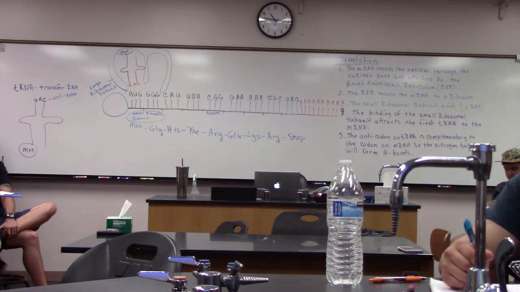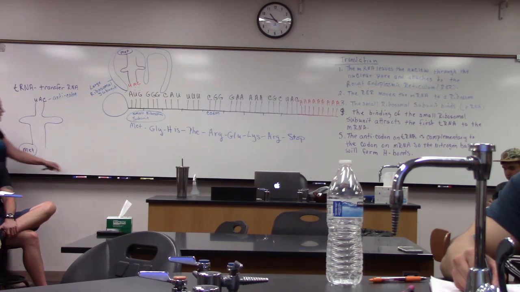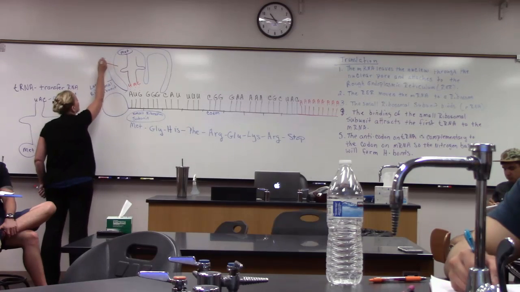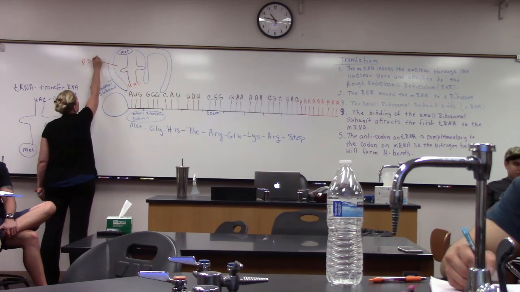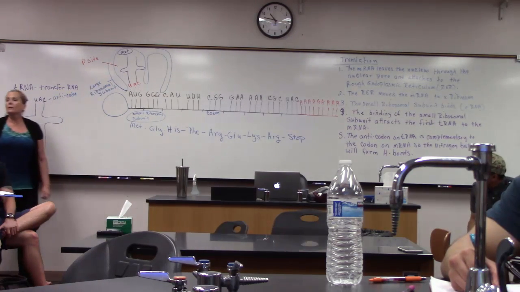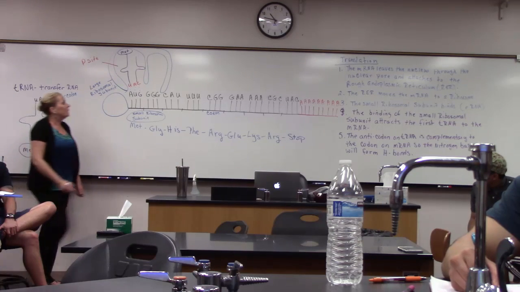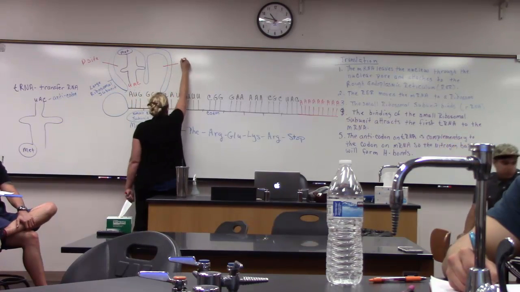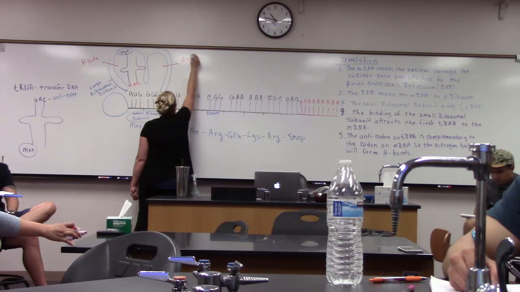Now there are two hollow regions in our large ribosomal subunit, and our first transfer RNA is sitting in the first hollow region. This area right here is referred to as the P site. The second hollow region is empty, and this region is what we would call the A site.